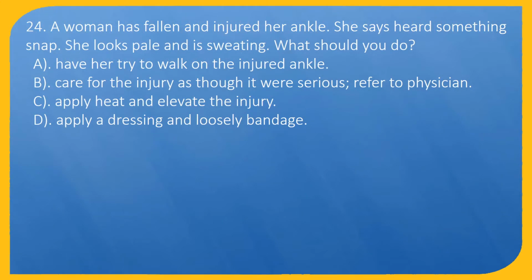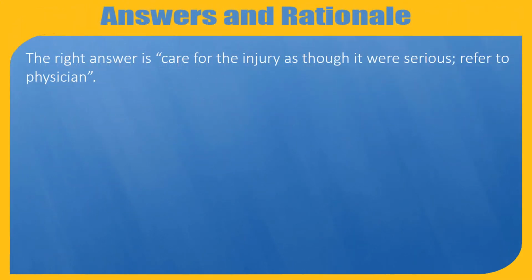Question 24. A woman has fallen and injured her ankle. She says she heard something snap. She looks pale and is sweating. What should you do? A. Have her try to walk on the injured ankle. B. Care for the injury as though it were serious, refer to physician. C. Apply heat and elevate the injury. D. Apply a dressing and loosely bandage. The right answer is care for the injury as though it were serious, refer to physician.